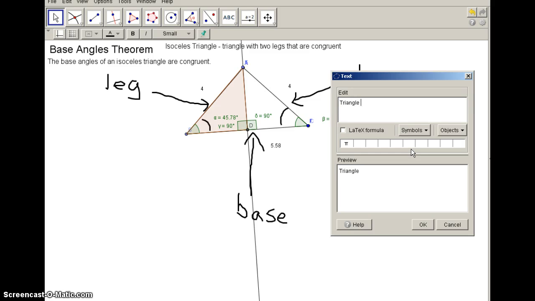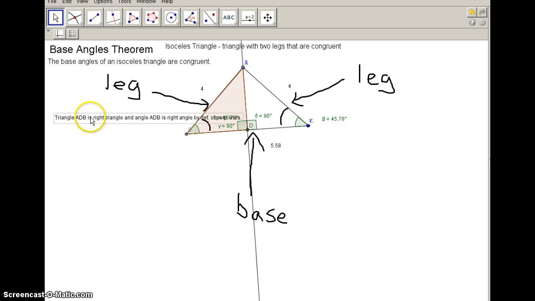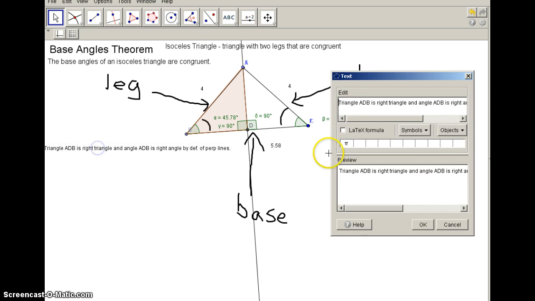let's see, this was ADB is a right triangle, and angle ADB is a right angle by the definition of perpendicular lines, right? Okay. And then guess what I'm going to do, actually? Probably just do that right here. I'm going to copy all that, and I will go in there and paste it in again.